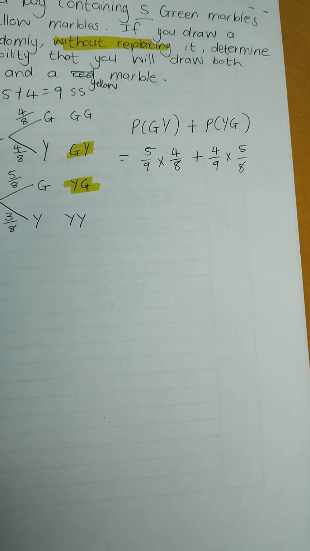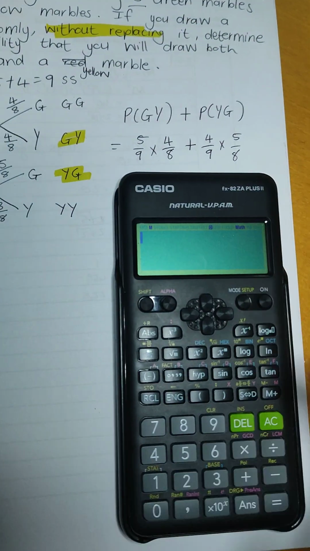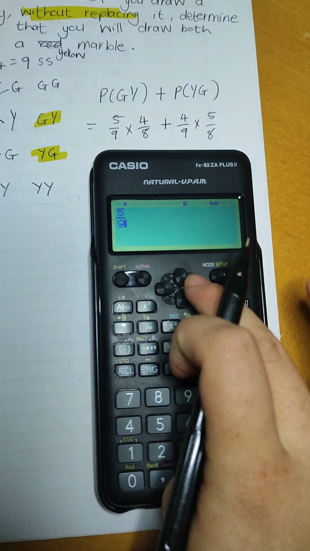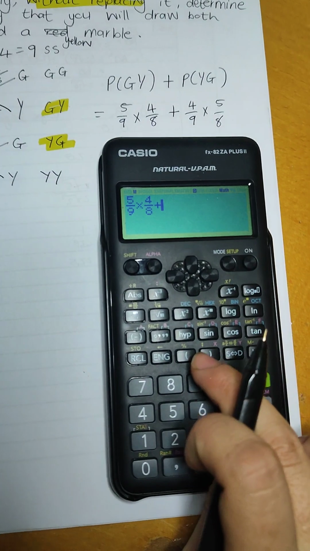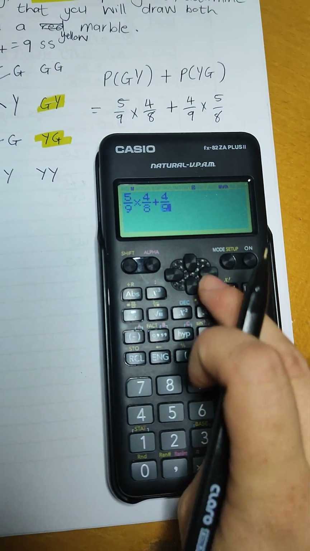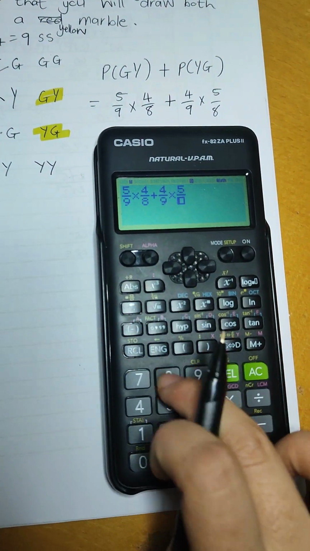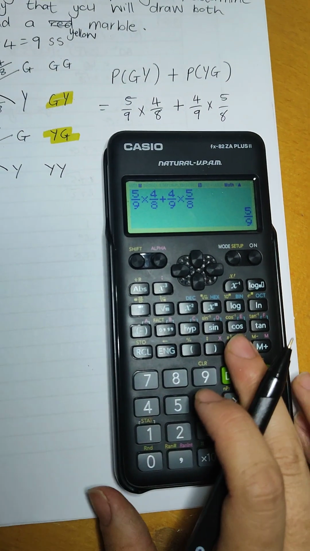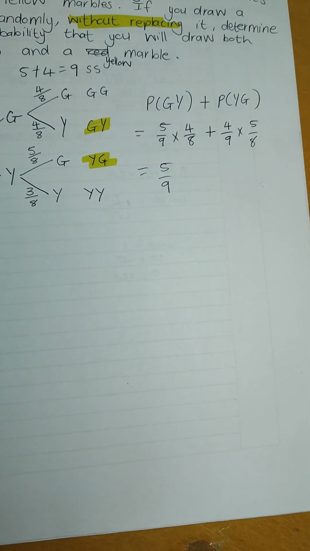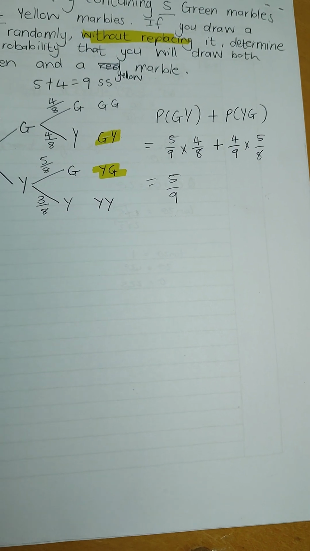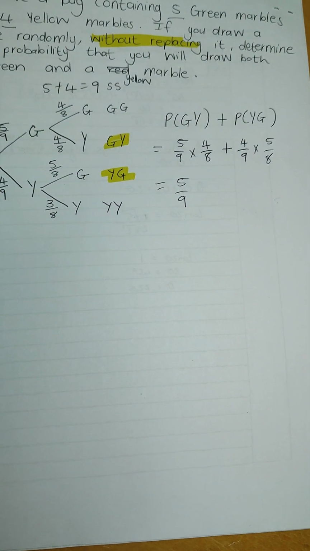And then I multiply. So I'm going to go on my calculator, 5 over 9 times 4 over 8 plus 4 over 9 times 5 over 8. And that will give us 5 over 9 as our probability to draw a yellow and a green marble. The order does not matter.